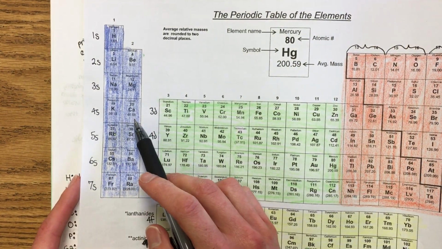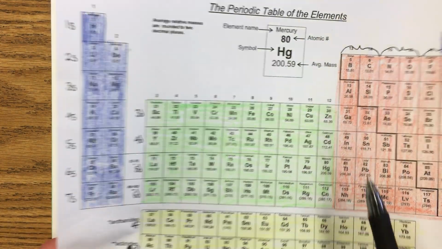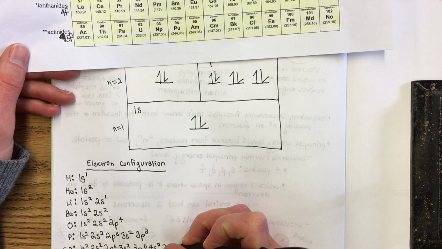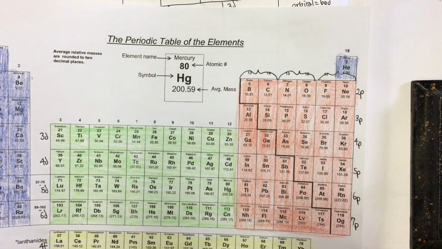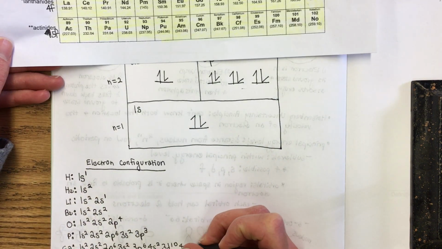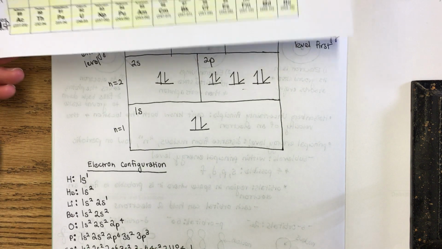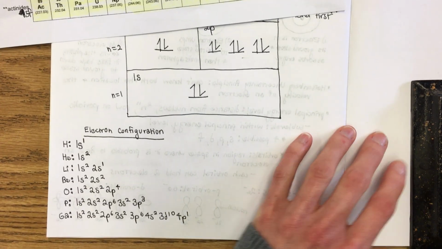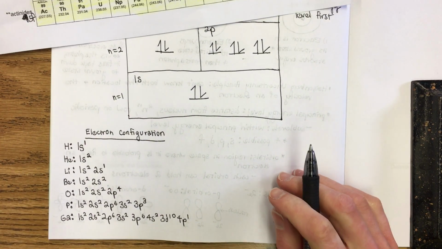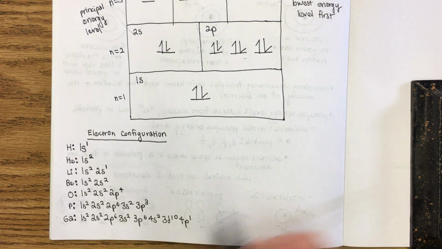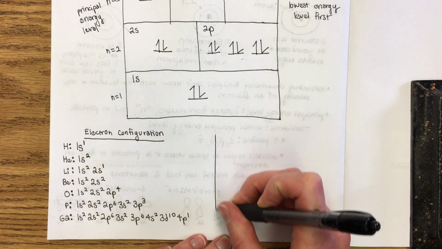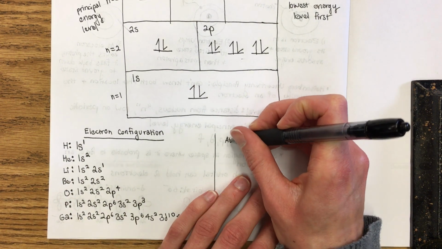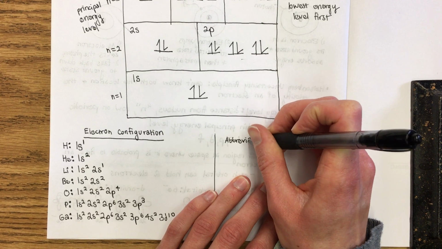So 4s2, 3d10, and then gallium's right here. So 4p1. Okay, so that's the electron configuration for gallium. Now, that takes a really long time. So there's actually a way that we can abbreviate it called the abbreviated electron configuration.